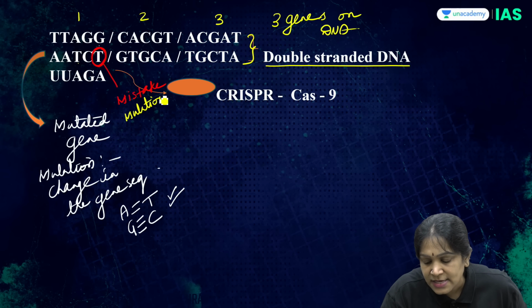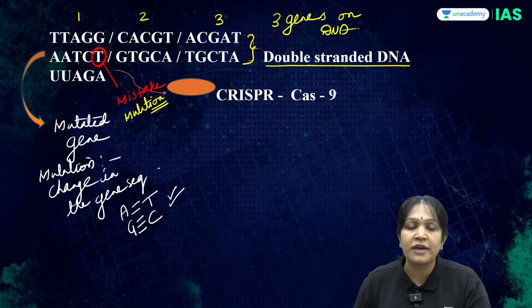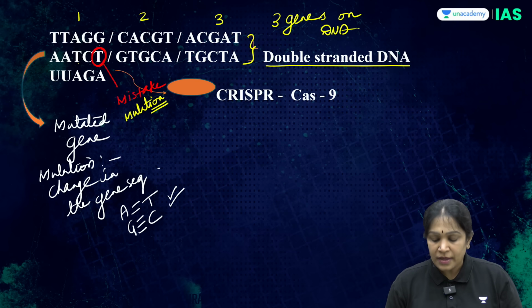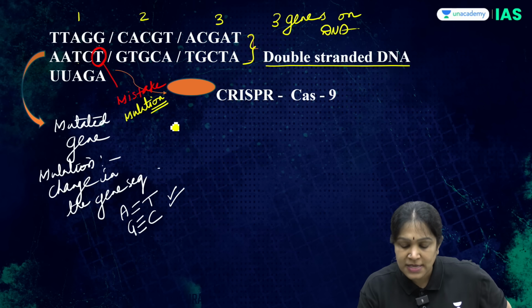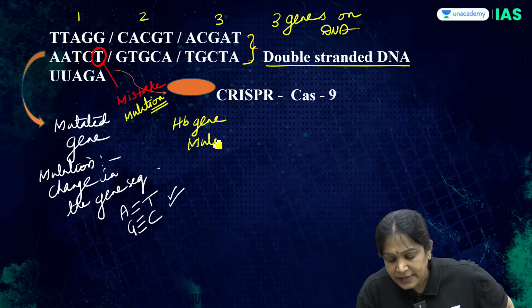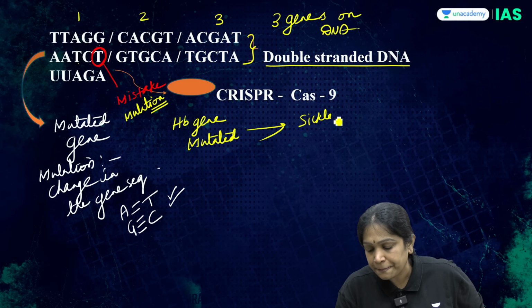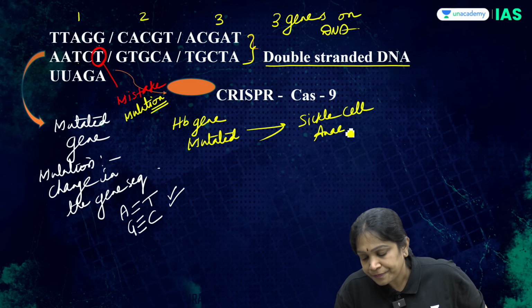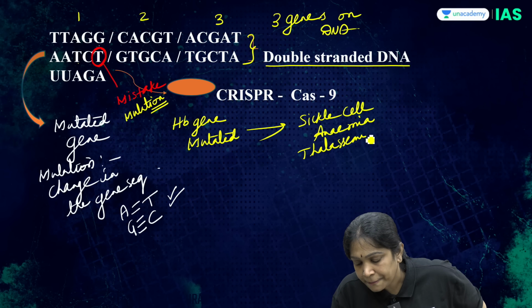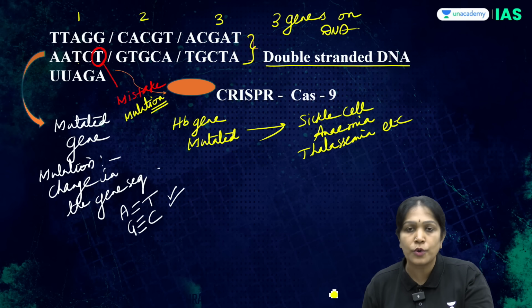Such a mistake in the gene sequence, we can compare it with a spelling mistake. It is supposed to be C, but you have T. That is like a mutation. For example, if this is an important gene, say the hemoglobin gene, and if that is mutated, then we will get diseases like sickle cell anemia, thalassemia, etc.